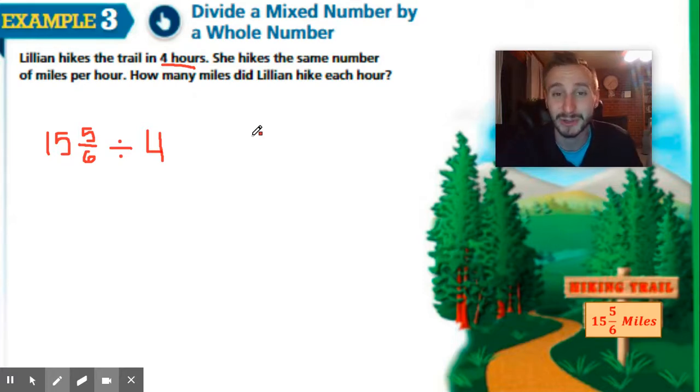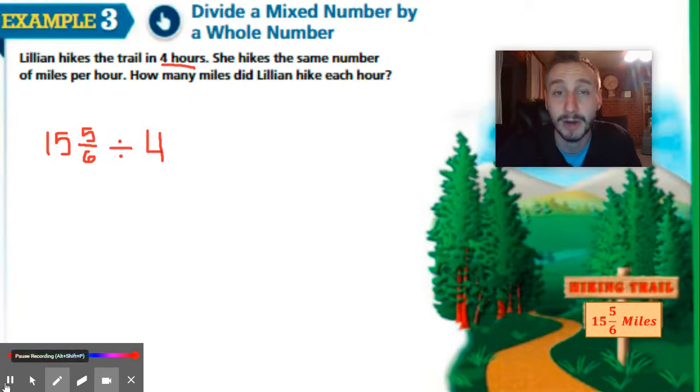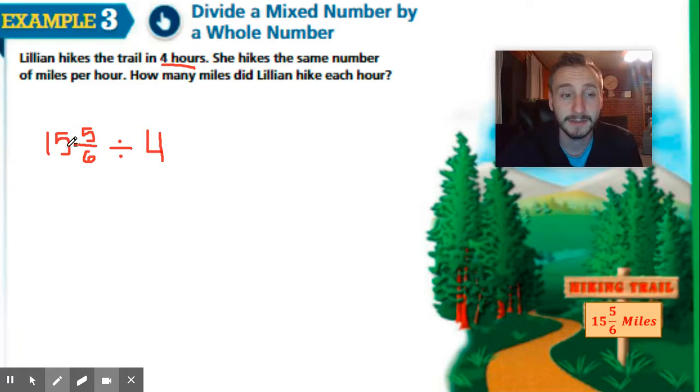Again, it's going to be a little bit tricky, right? But just like when we were multiplying fractions, you don't want to leave mixed numbers. You want to change your mixed numbers to improper fractions, and then you can start to use multiplication, or in this case, division. So let's change this 15 5/6 into an improper fraction. 6 times 15 gives you 90. 90 plus 5 gives you 95/6.